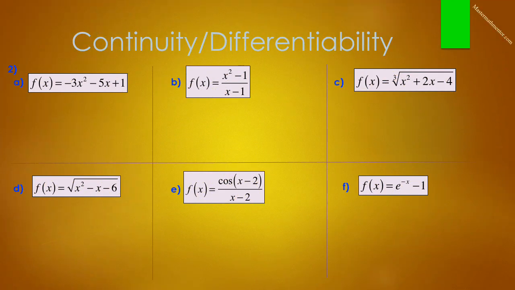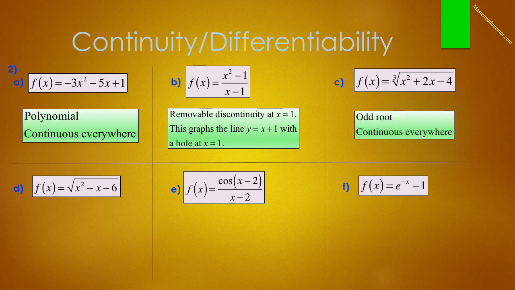In problem 2, you are asked to find x values where there are points of discontinuity for these functions. Sometimes it is easier to express the answer in terms of where the function is continuous rather than where it is discontinuous. A, f of x equals negative 3x squared minus 5x plus 1 is a polynomial and thus continuous everywhere.